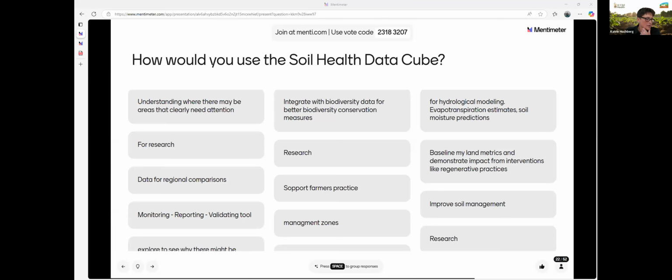Thanks, Tom. I just want to reflect on the potential for the data cube, particularly on the policy side, but also on the research side.